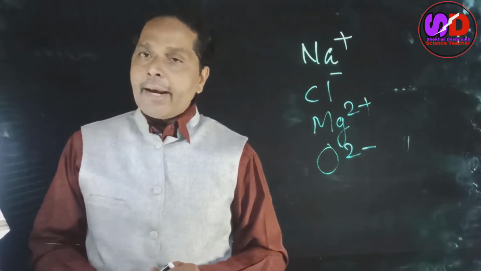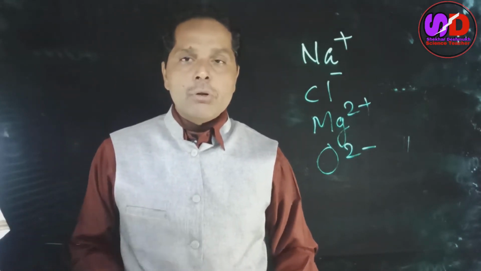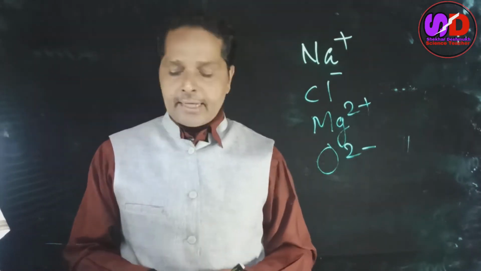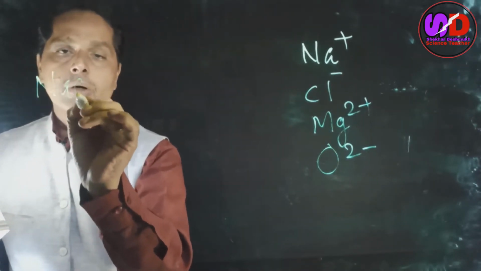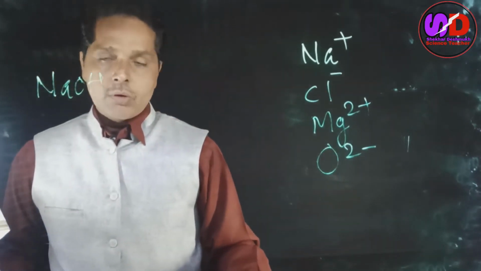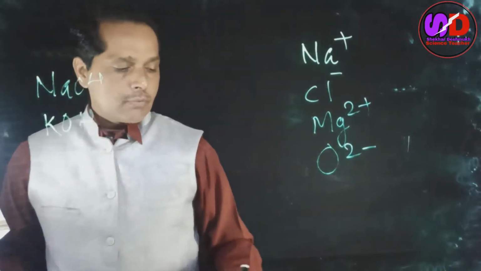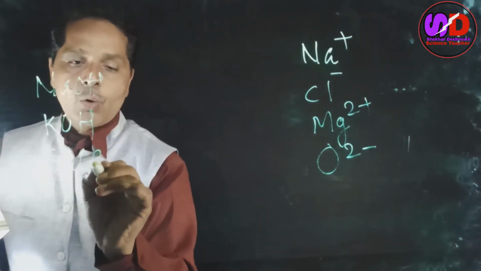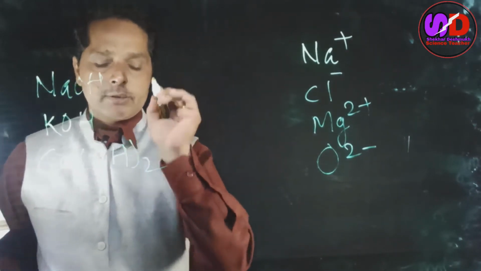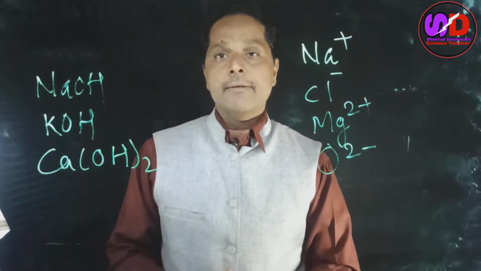So what is meant by a radical? A table is given here in this book. Three examples are given: NaOH, second is KOH, and the third example is Ca(OH) taken twice. All these three are bases.